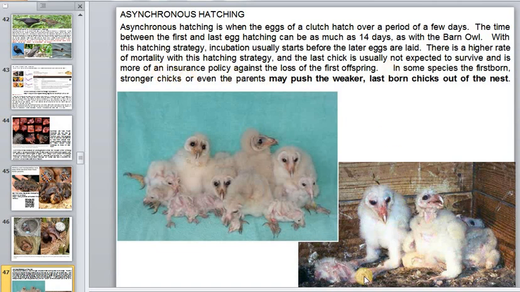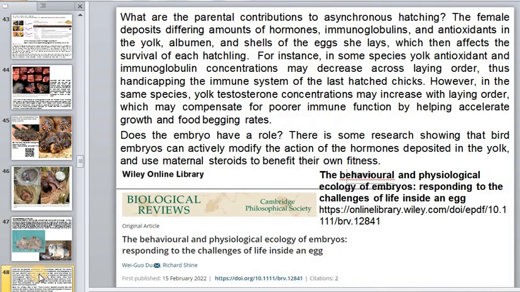And here we see the first babies and the last. It's impossible to compare, but it is one family, and parents may push the weakest last-born chicks out of the nest and leave only 3 or 5, the biggest and strongest. And this strategy is the parental contribution of asynchronic hatching. Here we can find more, and I leave this link.